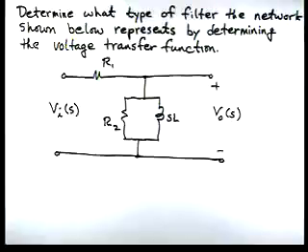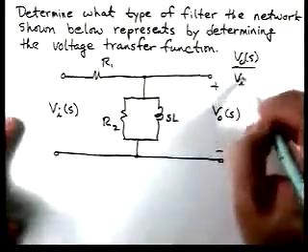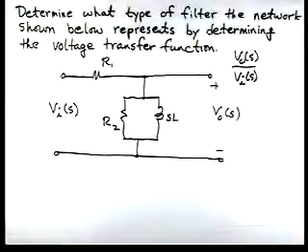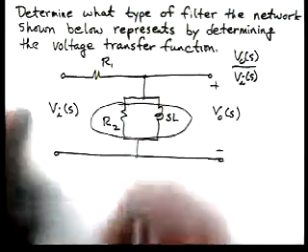In this problem, we have to determine what type of filter the network shown below represents by determining the voltage transfer function. And that transfer function will be V0 of S over Vi of S. Now to start, what we can do is simplify this circuit some, and then we can use voltage division and start from there. So if we look, we have two elements in parallel.